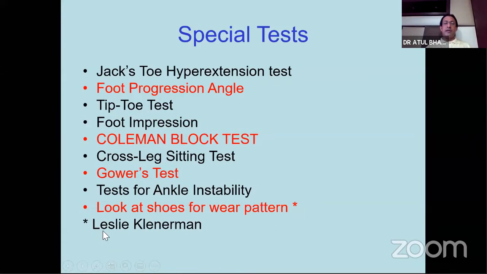And as Dr. Coleman would say, always look at the shoes. So if you look at the shoes of a child and you tell the examiner, I want to inspect the child's footwear, there you got extra points in the exam.